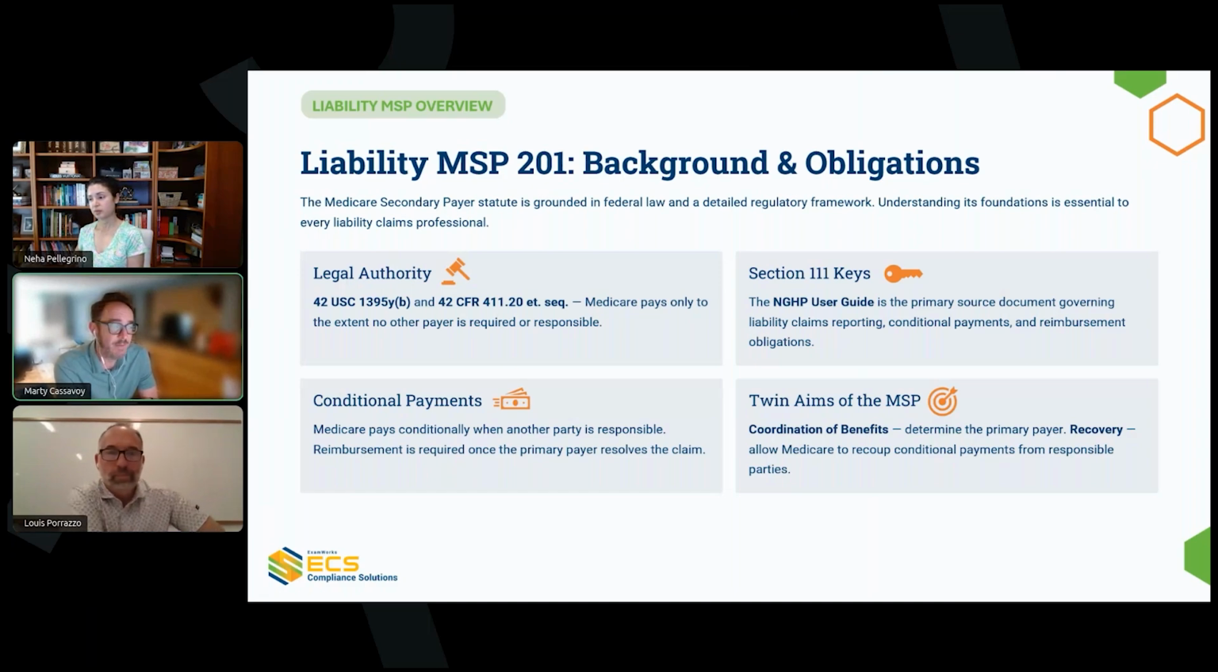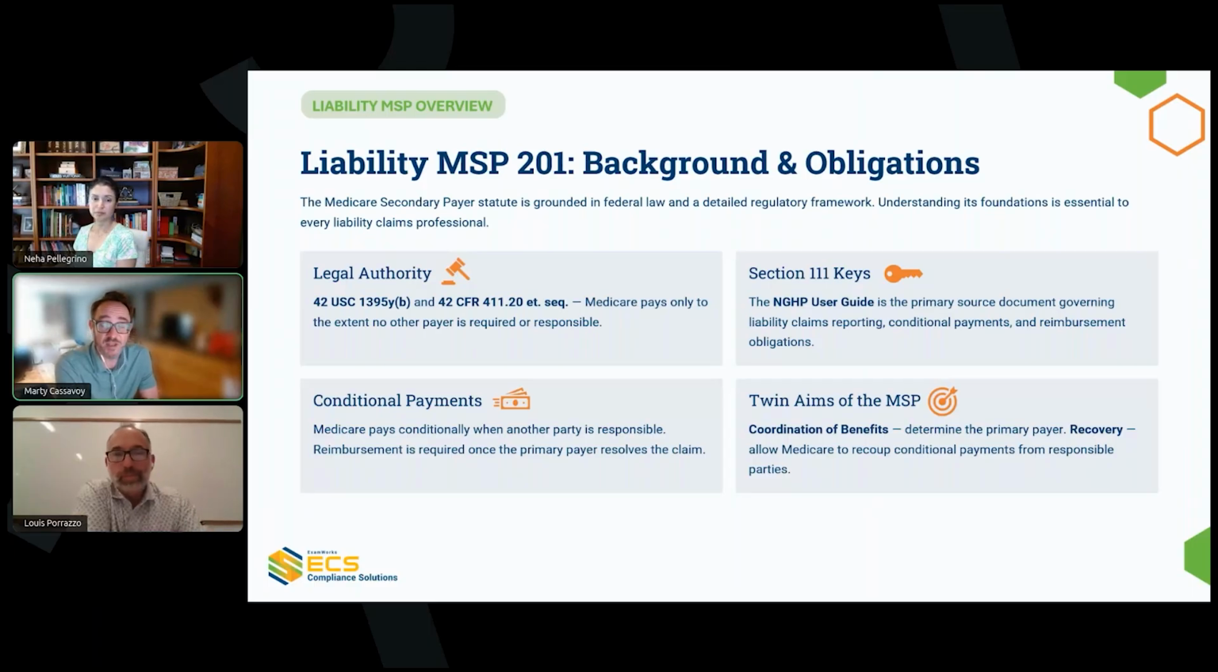So Medicare is able to get money back, conditional payments, the payments that Medicare makes all along while the claim is pending. Once that claim goes ahead and settles, Medicare is able to get the money back. So the goal for everything that we see and we'll talk about today is either to determine who's responsible to make the payment, and then ultimately if Medicare does make a payment, gets Medicare the money back.